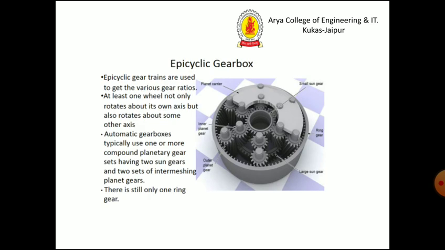Next is the epicyclic gearbox. Epicyclic gear trains are used to get various gear ratios. At least one wheel not only rotates about its own axis but also rotates about some other axis. Automatic gearboxes typically use one or more compound planetary gear sets having two sun gears and two sets of intermeshing planet gears. There is still only one ring gear.